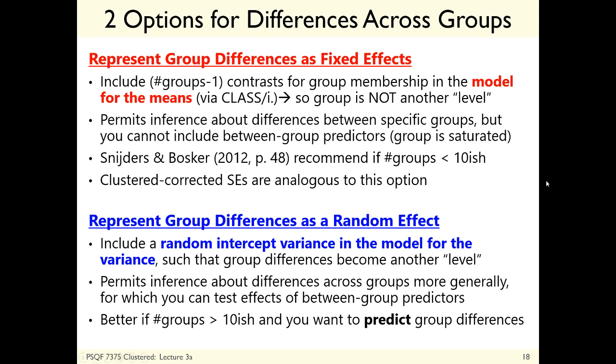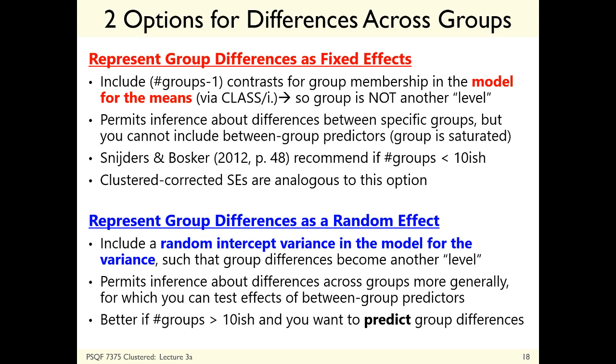If you have fewer than 10-ish groups is the conventional wisdom, but I would argue anytime that you want to make inferences about your groups that are specific to that group, or you don't have any intention of looking at group level predictors, you can do this. There are cluster-corrected standard errors you can get out of various programs like Stata. What's it called in Stata, folks? There's a clustered sample something or another. I don't know what it's called, but I know they have it.